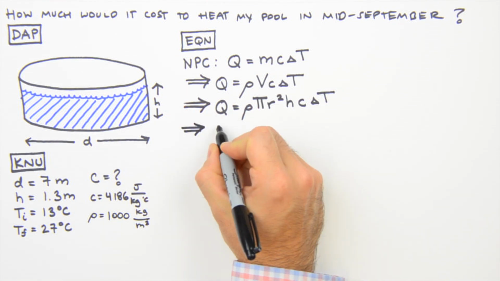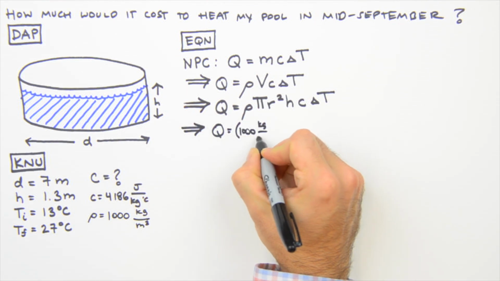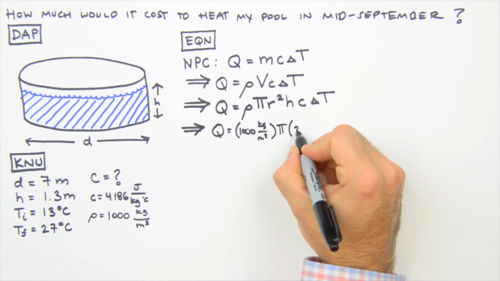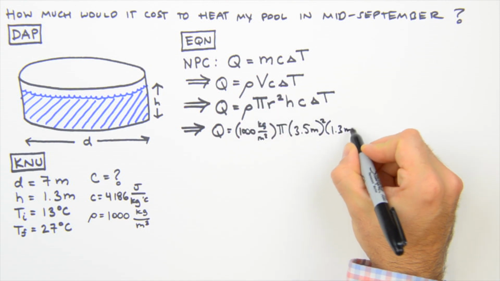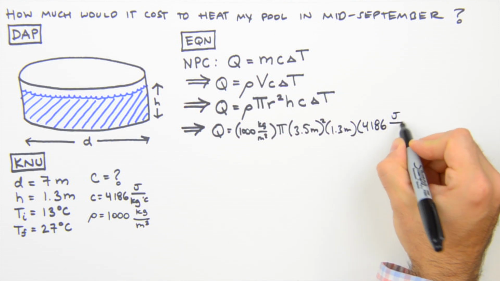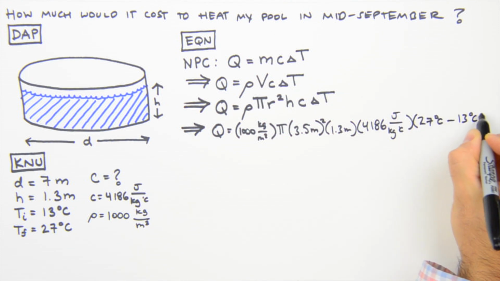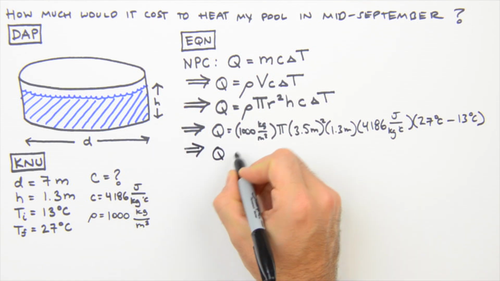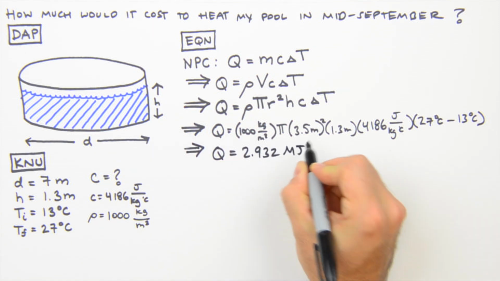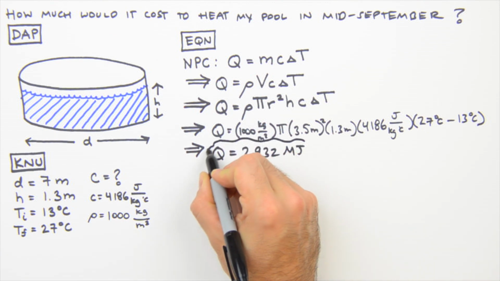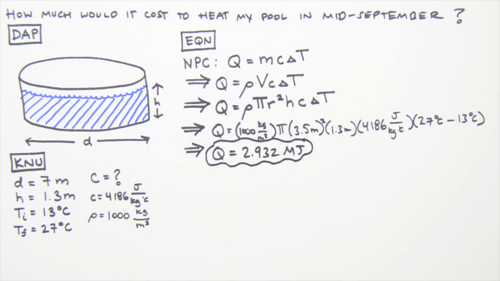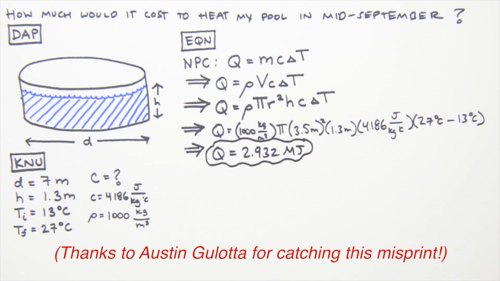Now we insert our values. Water's density times pi times 3.5 meters squared, that's our radius, times a depth of 1.3 meters, times water's specific heat, times 27 degrees minus 13 degrees. Multiplying, we get 2,932,000,000, or 2,932 megajoules. I know, that looks like a decimal mark, but I assure you that it's a comma.